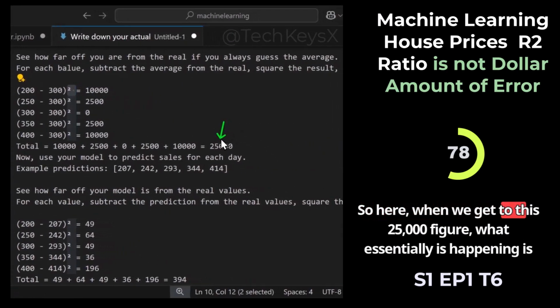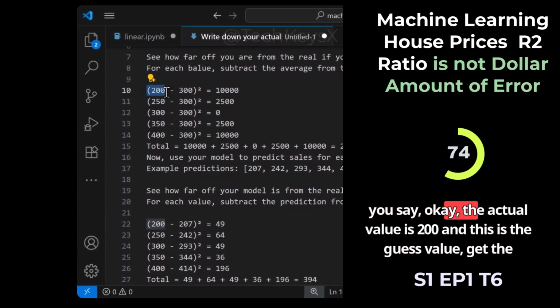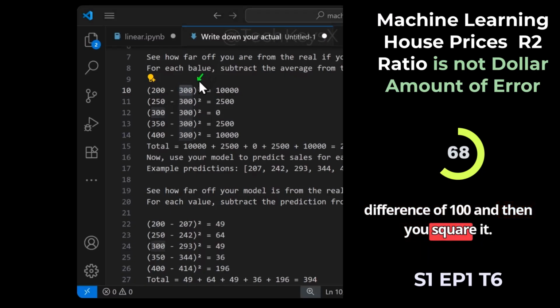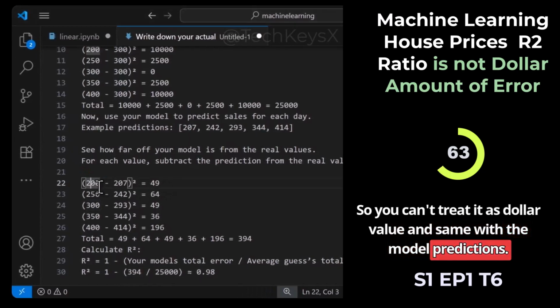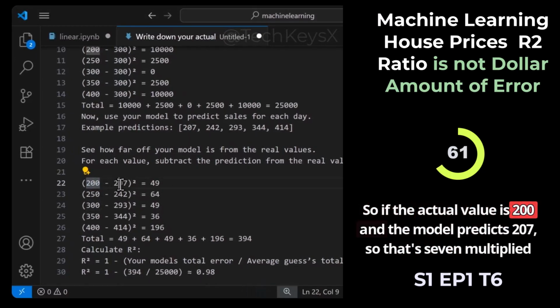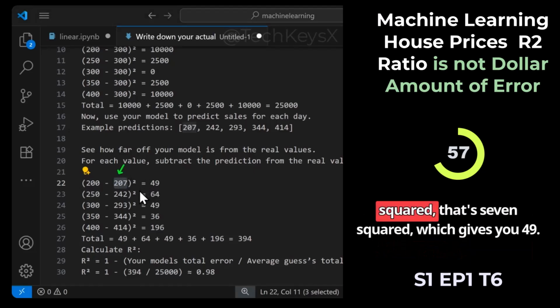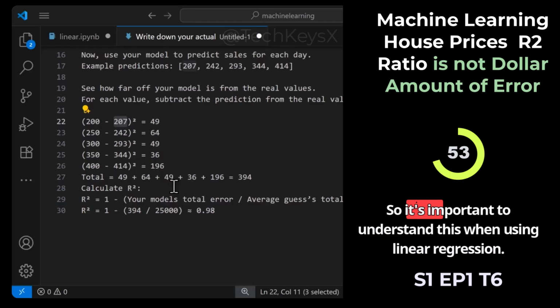So here, when we get to this 25,000 figure, what essentially is happening is you say, okay, the actual value is 200, and this is the guess value. Get the difference of 100, and then you square it. So you can't treat it as dollar value. And same with the model prediction. If the actual value is 200 and the model predicts 207, that's 7 squared, which gives you 49. So these are not dollar amounts. It's important to understand this when using linear regression.